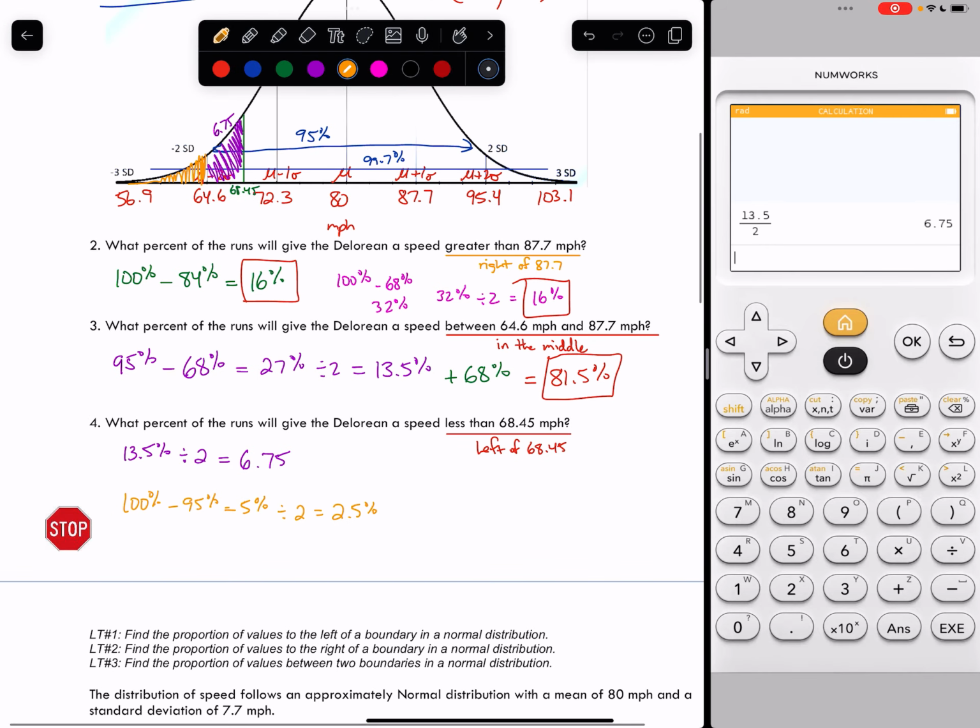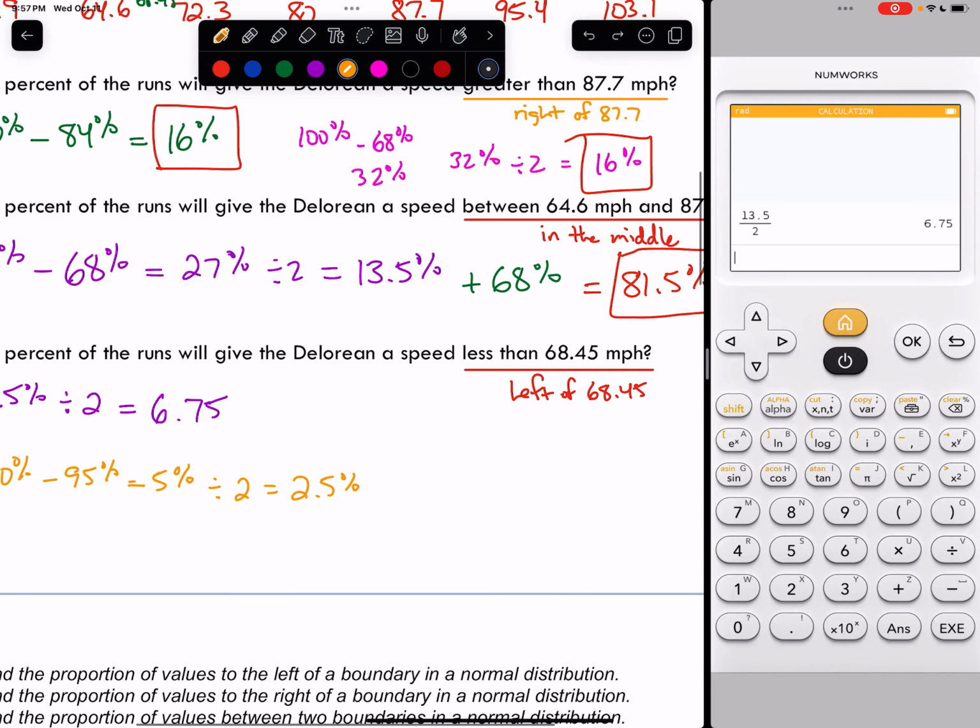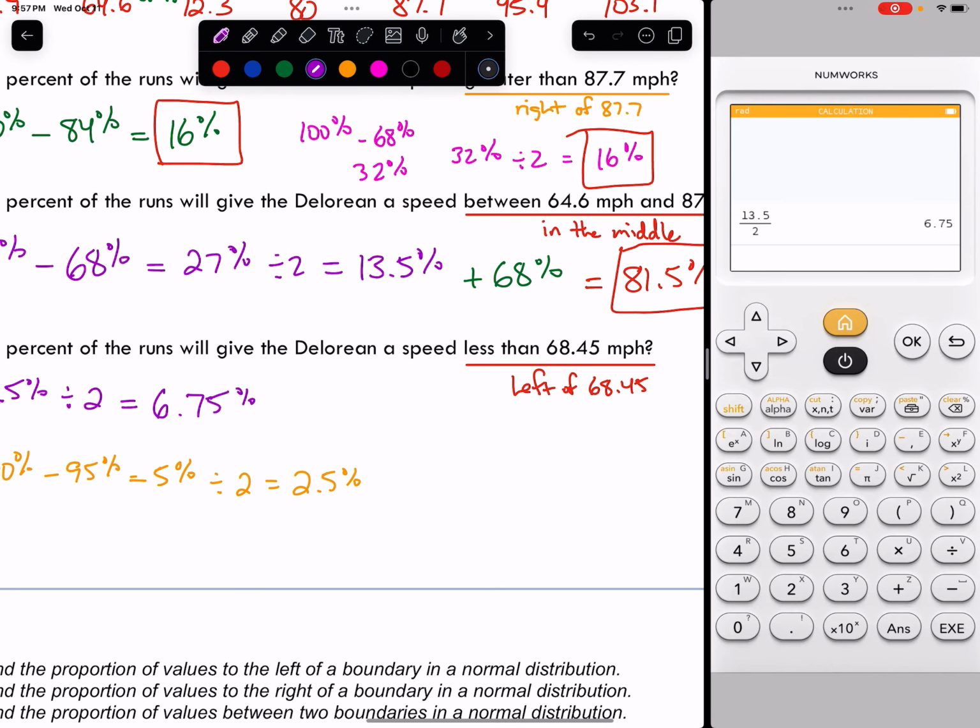So since that left side is 2.5%, we know the middle is 6.75. We're just going to add those together. So 6.75% plus 2.5% is 9.25%.